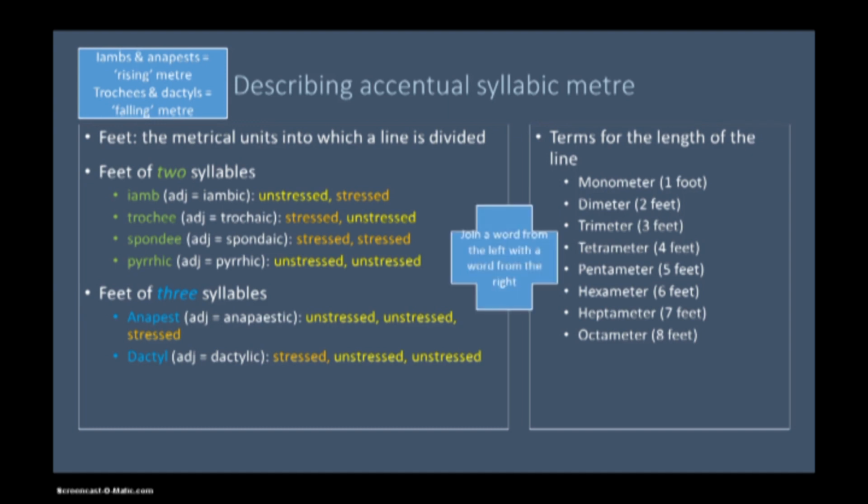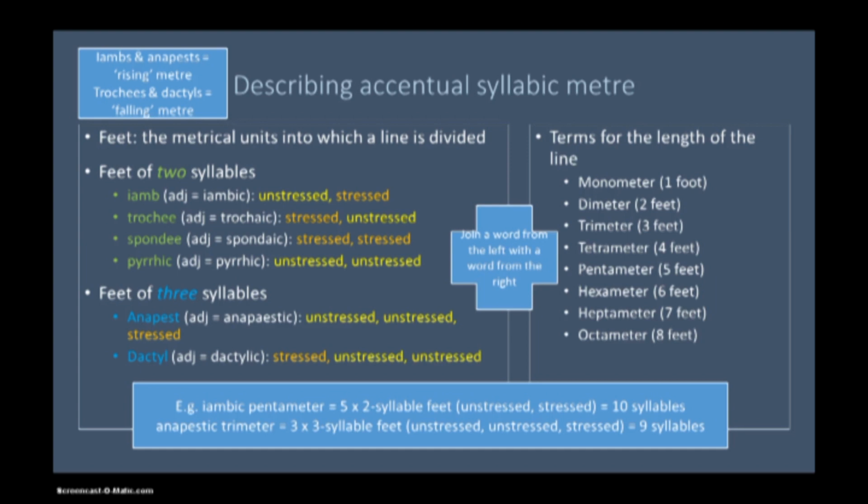To describe the metre, you need to take a term from the first list, the type of foot, and join it with a word from the second list, which tells you how many feet there are in that line. So a poem composed in iambic pentameter will have 5 2-syllable feet in it, i.e. 10 syllables per line. And the dominant pattern will be unstressed stressed, making a rhythm of da-dum, da-dum, da-dum, da-dum, da-dum. A poem composed in anapestic trimeter, in contrast, would have 3 3-syllable feet, i.e. 9 syllables in all, with the stress falling on the 1st, the 4th and the 7th syllables.